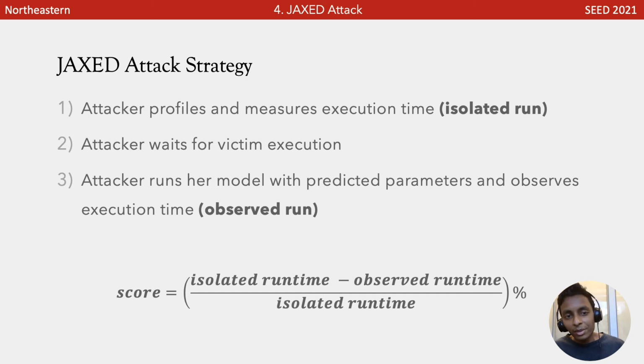If the parameters are being shared between the victim and the adversary, the observed runtime would actually be less compared to the isolated runtime. So this means that it would lead to a higher score. The adversary can simply go through all the guesses and record the runtimes, and the guess which has the highest score would be the victim's secret parameter.